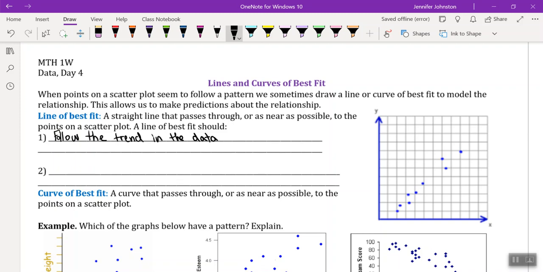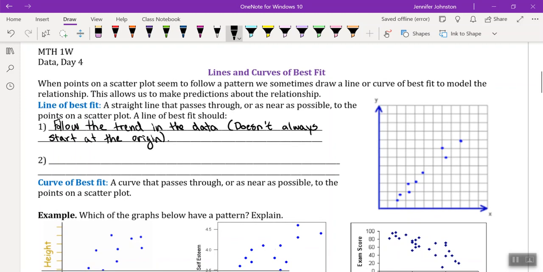You're going to follow the trend in the data, and it doesn't always have to start from the origin. It doesn't always have to start from 0, 0. Sometimes it does, but it doesn't always, because you can have a line that's partial or a line that's direct. We want to follow the trend. That just means if it looks like it's positive, your line should also be positive. It should not be going down negative. And we're going to draw some good lines of best fit and some bad lines of best fit too.